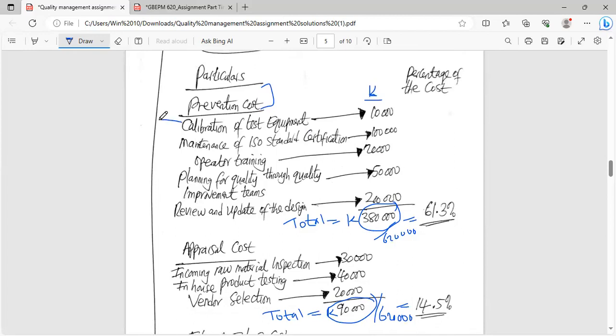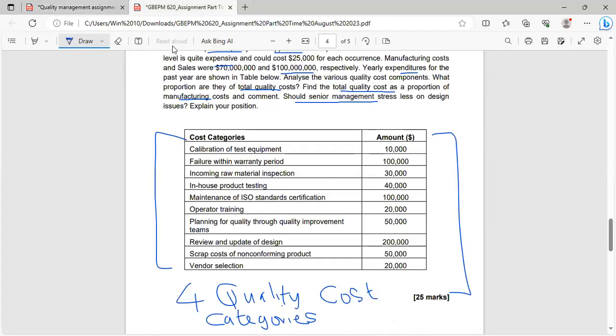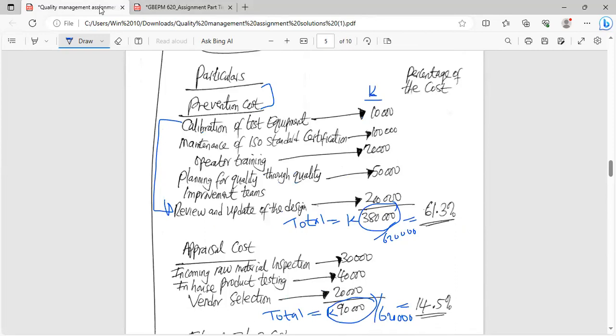So these are the categories from the breakdown of the cost of quality that was given in the question. You are supposed to categorize these ones. Okay, so meaning the calibration of test equipment and the other cost of quality. So maintenance, the maintenance there is on the prevention cost.